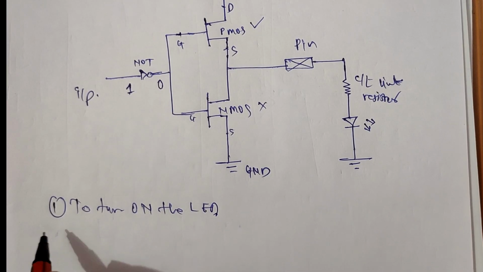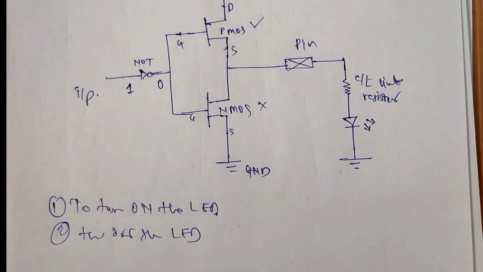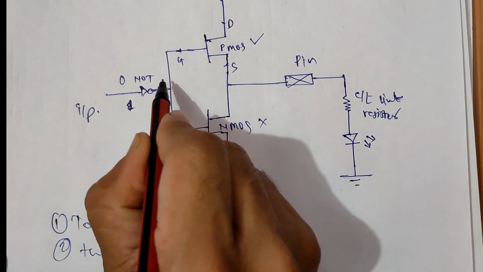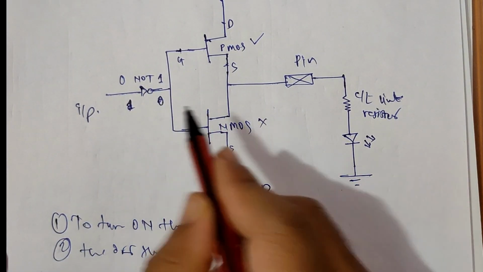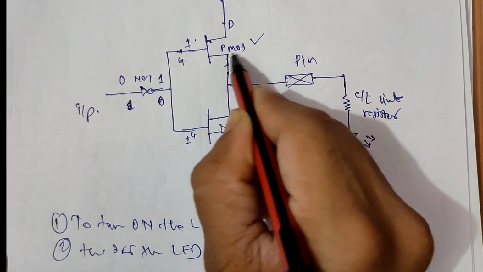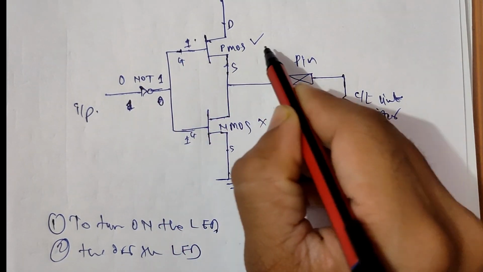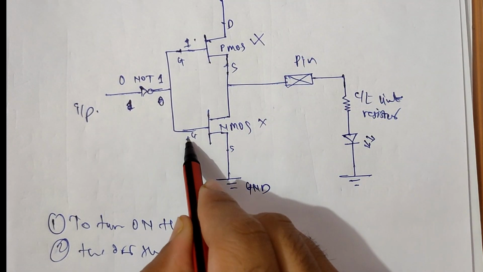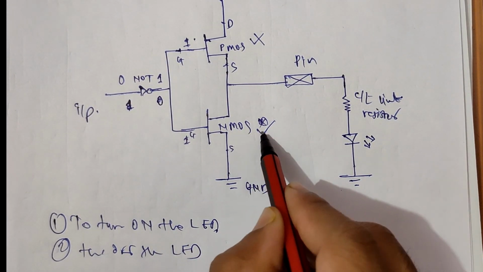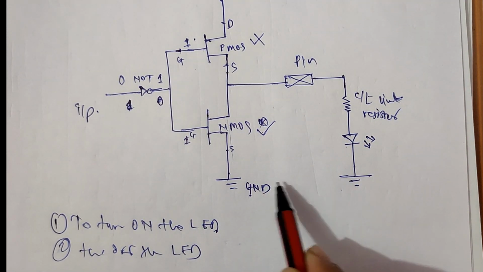So to turn off the LED, we give 0 here. Then after the NOT gate we get 1 here. Then this 1 gets applied across both of these MOSFETs, the P MOSFET and N MOSFET. When 1 is applied across the P MOSFET, it gets deactivated, and when 1 is applied at the N MOSFET, it gets activated. Now we can see that the N MOSFET is activated, so this LED gets pulled down to ground, so the LED gets turned off.